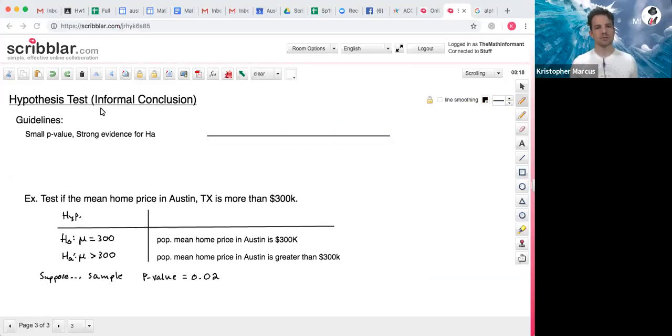This is a version of the informal conclusion. This is a continuation of what we just did with a formal one from the previous video. In this one, the guideline is a little different. For the informal, the smaller the p-value gets, the stronger the evidence is for the alternative. Once again, we can set up this little gauge over here for p-values. So over here, 0 is as small as the p-value can go.